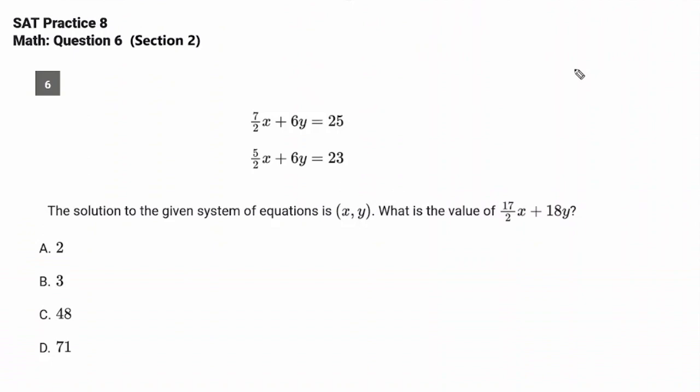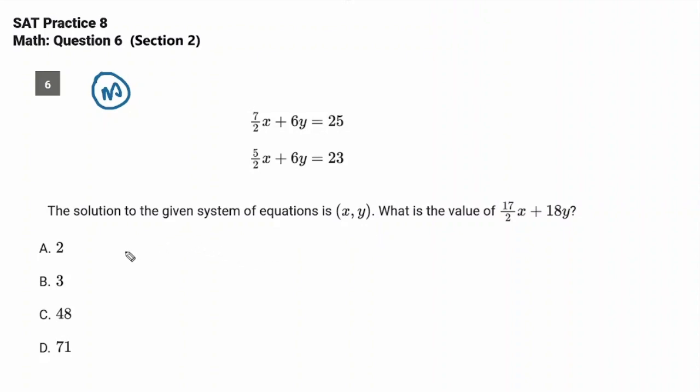We're on SAT Practice Test 8, Math Section 2. Welcome to question 6. What's the level of difficulty? Medium. The solution to the given system of equations is xy. What's the value of 17 over 2x plus 18y?